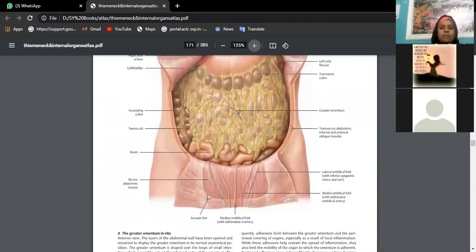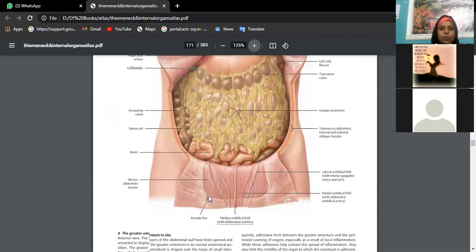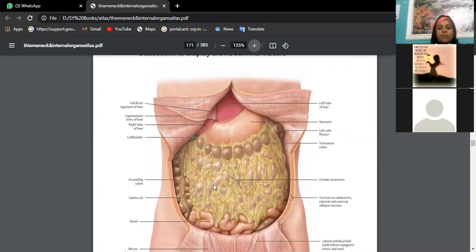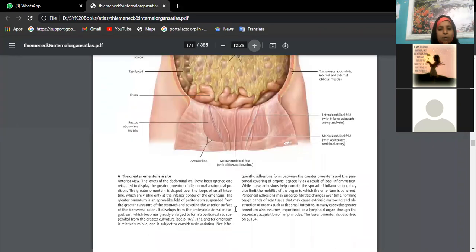Once you cut open the fascia transversalis, you will see the abdomen is explored like this. You are seeing a part of the liver, shown in pinkish brown color. You are finding the stomach. This is the greater curvature where you have the attachment of the greater omentum, which is quite big and large, underneath which you are finding the coils of small intestine. You are also shown the outline of the large intestine, that is ascending colon, transverse and descending colon.